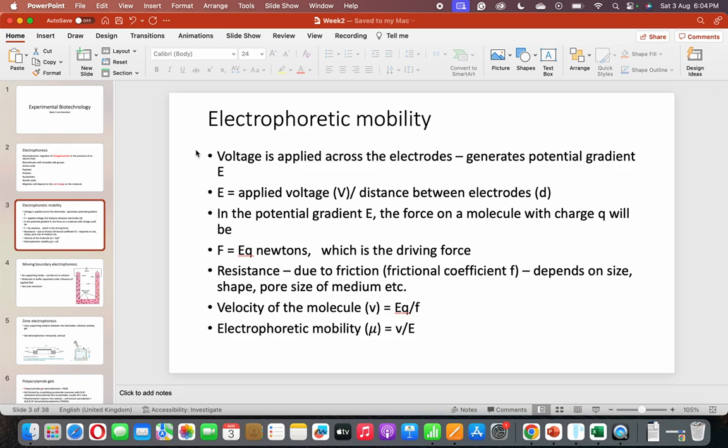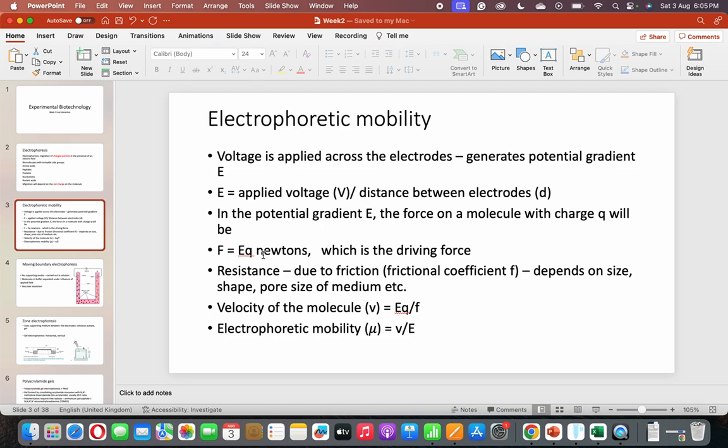Mainly what we are studying here is something called electrophoretic mobility, which is how it moves when we apply a voltage. So we have two electrodes and we are applying a voltage across those electrodes, right? Because of this, we are generating a potential gradient. We'll call this gradient E. And this is equal to the applied voltage divided by the distance between the electrodes. In this potential gradient, any charged molecule will experience a force, which is equal to the gradient multiplied by the charge on the molecule. Okay? So this is the driving force that will cause the molecule to move in the electric field.